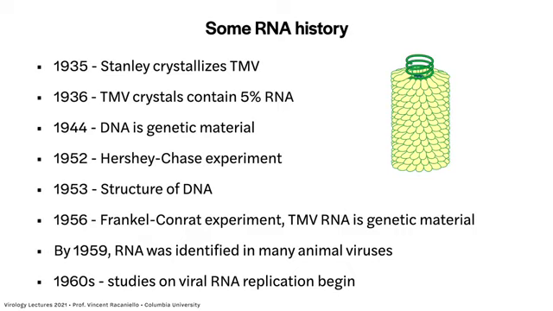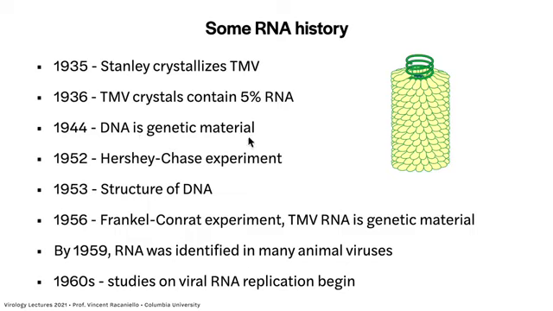1935. Now, tobacco mosaic virus, remember the first virus discovered in the end of the 1800s? 1935, a scientist named Stanley crystallizes it. And, you know, the crystals are made of protein. They have 5% RNA in them, which you see in the next bullet, 1936. And guess what? Stanley said it's a contaminant. It's irrelevant. He thought the protein was infectious, which we now know happens for other things called prions. But this was a virus, and the RNA was the infectivity.